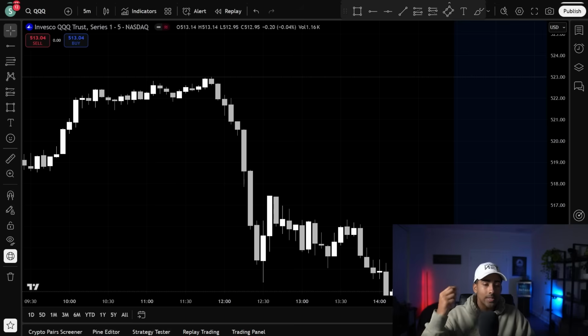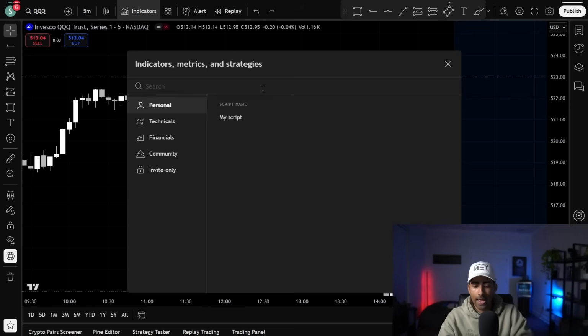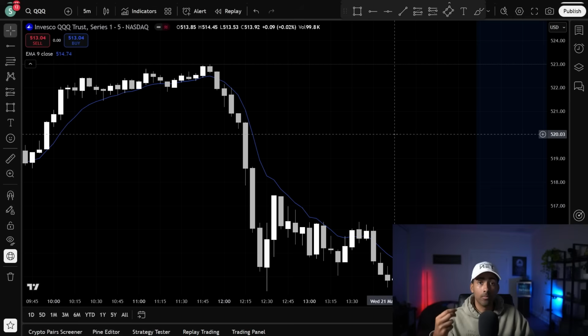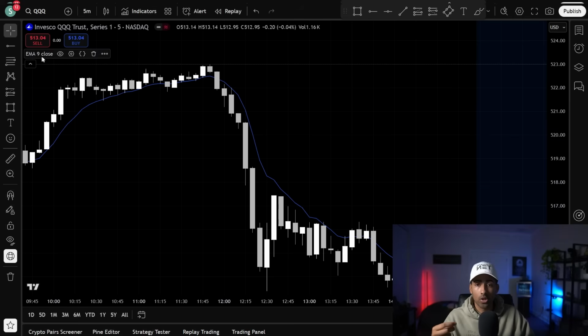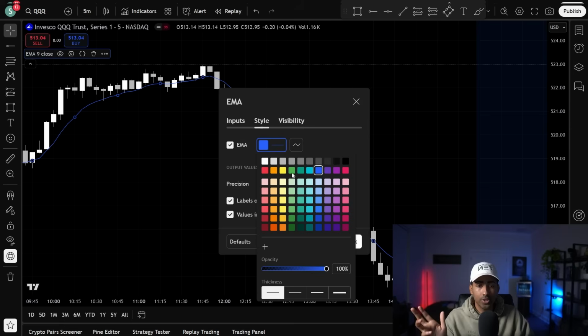All right, so for this insanely simple strategy, we need one indicator. So go over to your indicators tab and add the moving average exponential. All right, so we've added the 9 EMA to our chart. What we're going to do is double click this, and I like to just change this color to yellow.